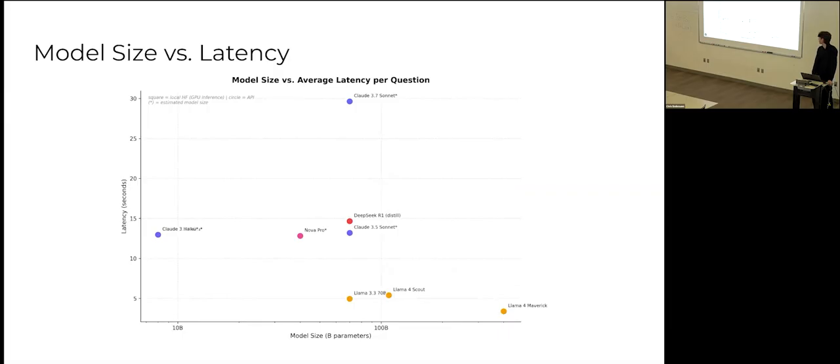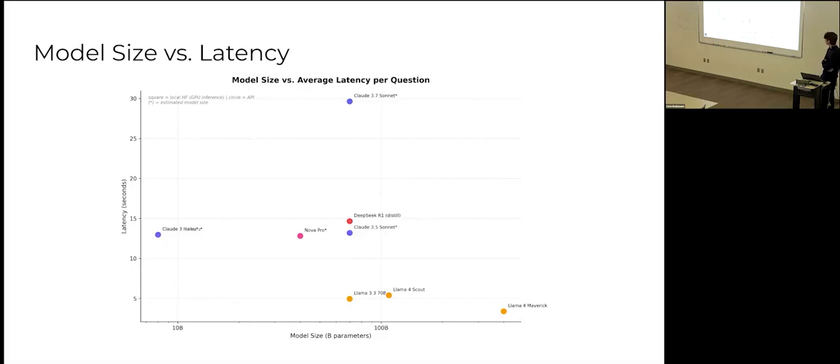Then just going over the latency versus model size. Clearly for an interactive application, the latency really matters. So this just plots those two things. Fastest, ironically, and most accurate were the Llama 4 Maverick, which took about 3.5 seconds, and the Llama 3.3 70 million.